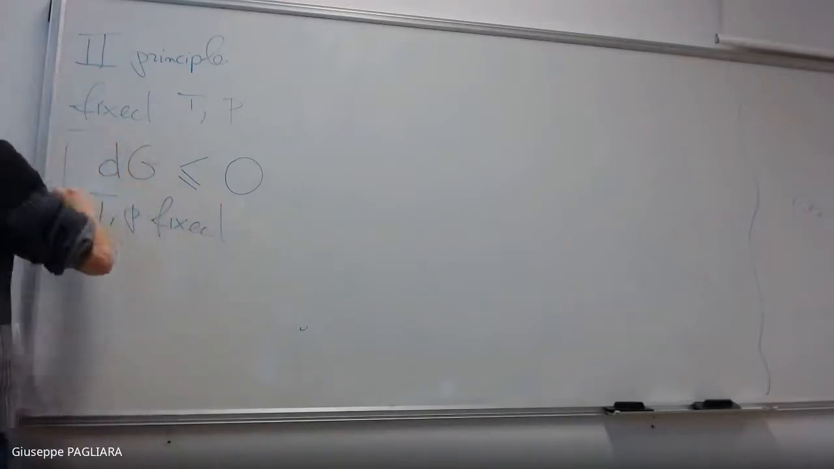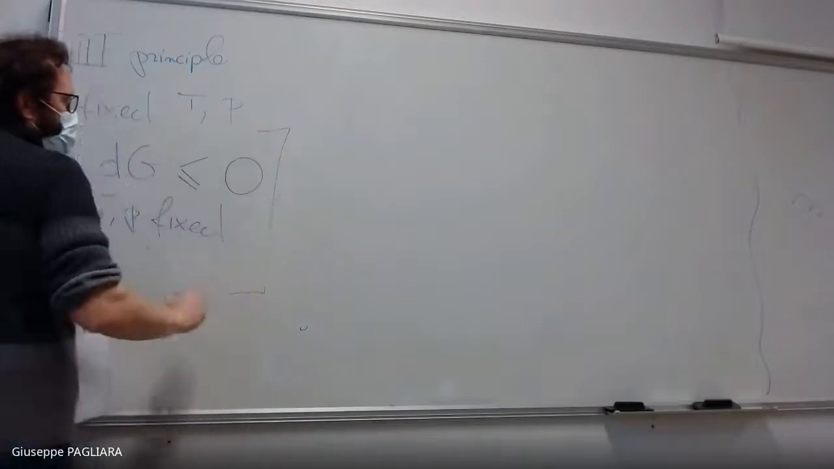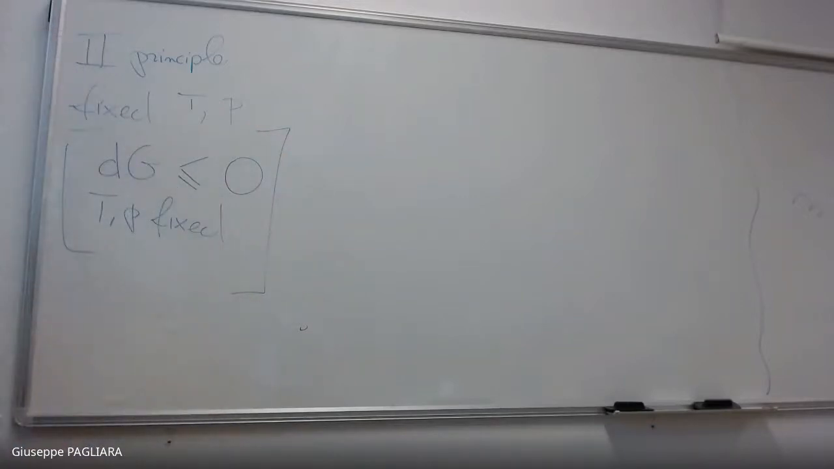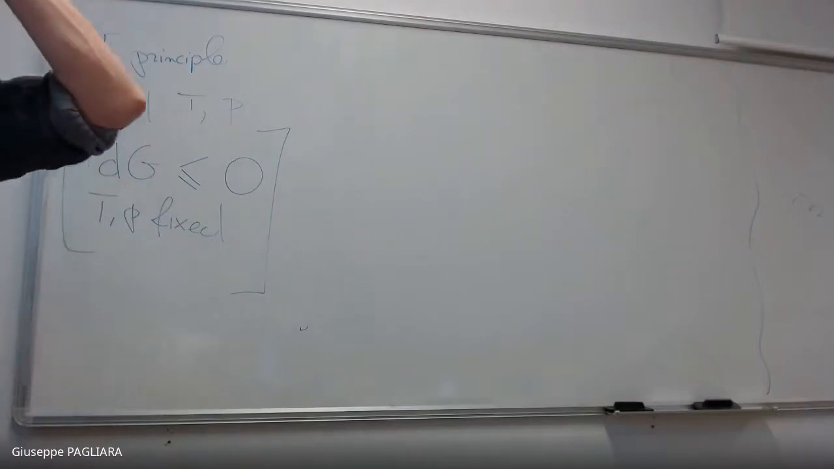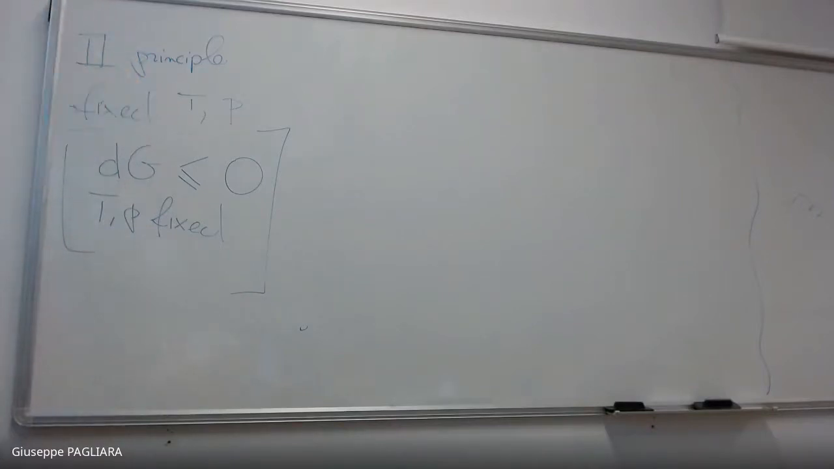So in a system in which the temperature and the pressure are fixed, what the second principle of thermodynamics is telling me is that the system will evolve in such a way to minimize the Gibbs free energy instead of the Helmholtz free energy. Okay.